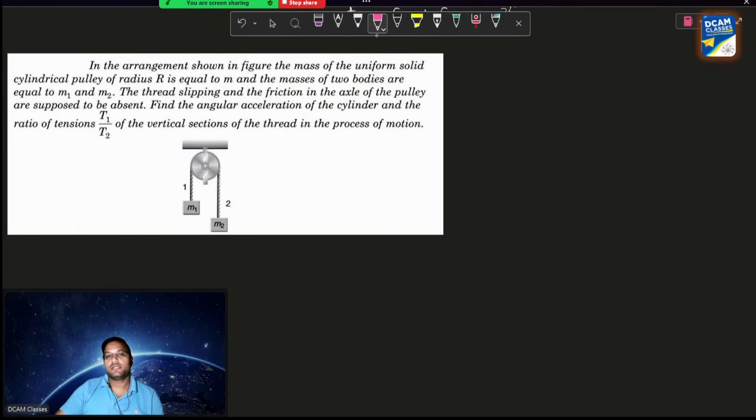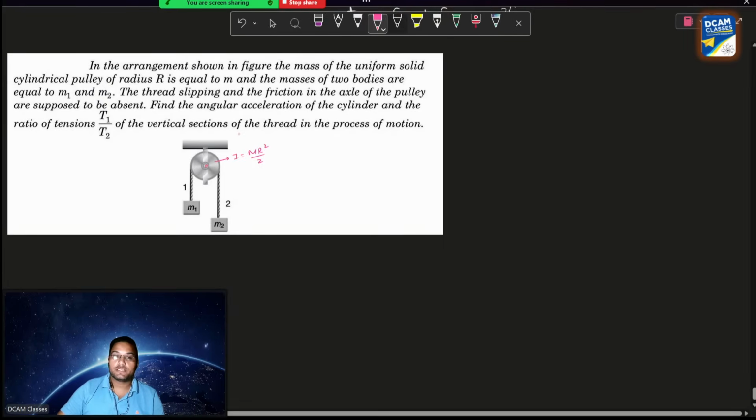In the arrangement shown in the figure, the mass of the uniform solid cylindrical pulley... This is a solid cylindrical pulley whose moment of inertia you can take as mr square by 2. Now, the masses of the two bodies are m1 and m2. The thread slipping and the friction of the axle of the pulley are supposed to be absent. Friction is not there at this point, and the thread is not slipping at all. Find the acceleration of the cylinder and the ratio of tensions.